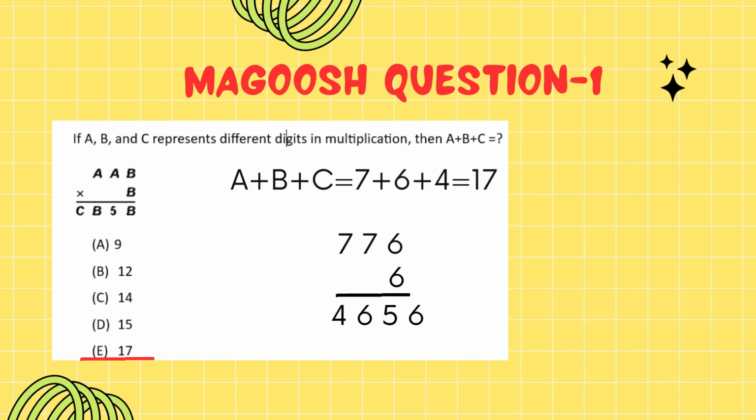So B is equal to 6, A is equal to 7 and C is equal to 4. And when we add all of these digits, it becomes 17. So the right answer is 17.